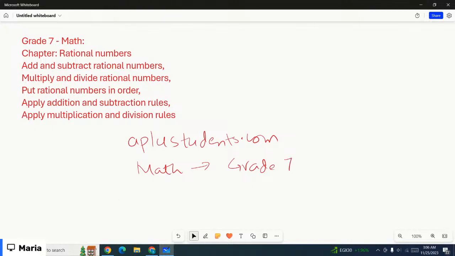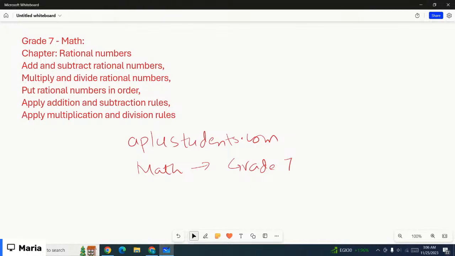So there you can find a list of the chapters. We're going to start the chapter rational numbers. And the lessons we're going to cover today are add and subtract rational numbers, multiply and divide rational numbers, put rational numbers in order, apply addition and subtraction rules, apply multiplication and division rules. So let's just start with the chapter rational numbers.